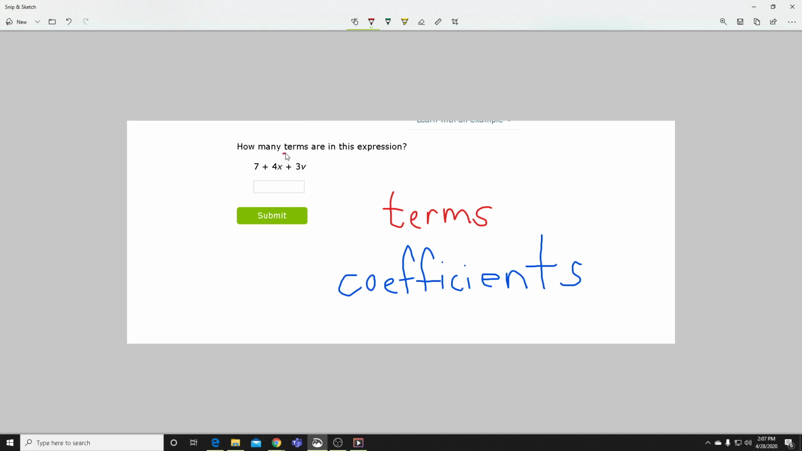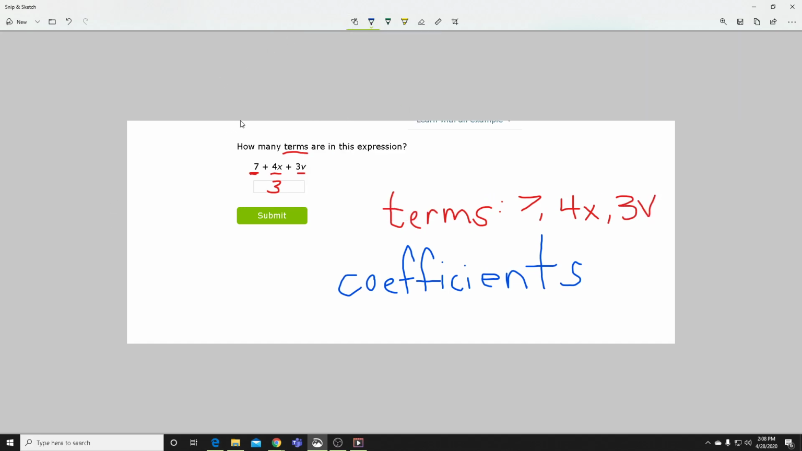So terms, they're asking how many are there? Well, each one of these, this 7 here, this 4x, and this 3v, these are all terms here. Notice how they're all separated by an addition sign. They're separated by an operation. So these are 3 different terms here. That's all you would do for this, 3 terms for this expression. So our 3 terms would be 7, 4x, 3v.